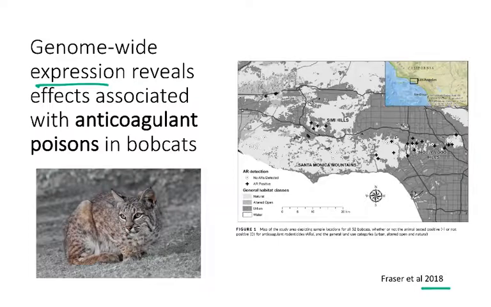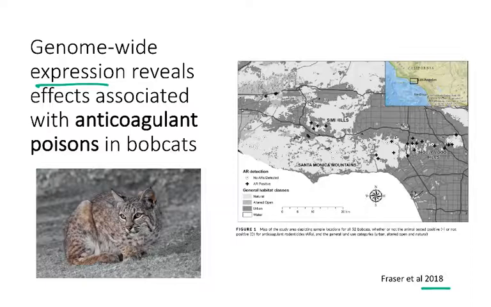So they were able to find some effects in terms of immune function. What else did they find? I'm looking at my notes. Leukocyte differentiation. And so really this is a good example of what you can do with these types of studies.